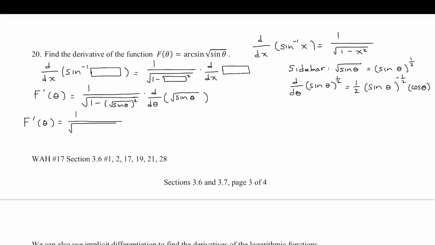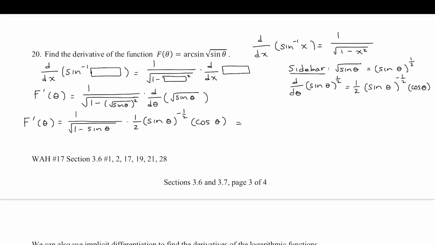Okay, so back to what I was working on here. Cap f prime, that's 1 over the square root of 1 minus, now the square root of sine theta squared is just sine theta. Then I have to multiply by the derivative of the square root of sine theta, which I just took off in my sidebar. That is 1/2 times sine theta to the negative 1/2 times the cosine of theta.